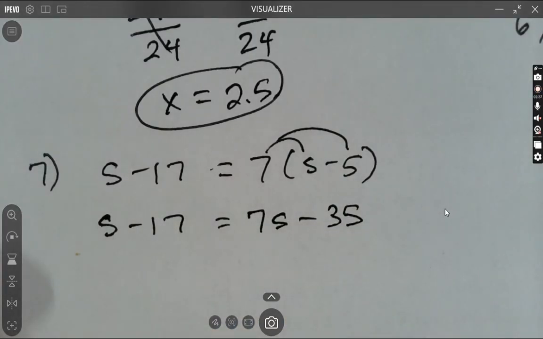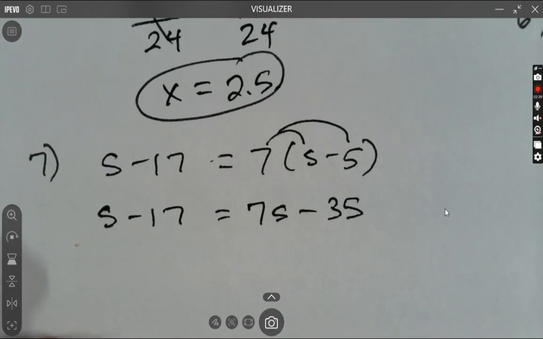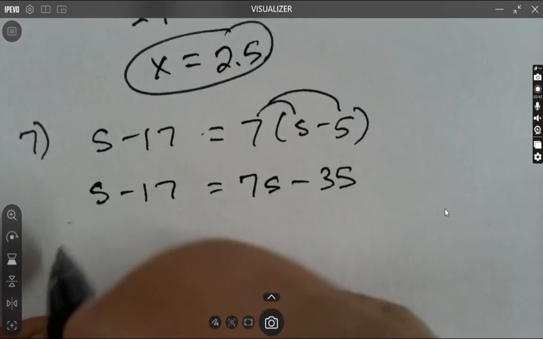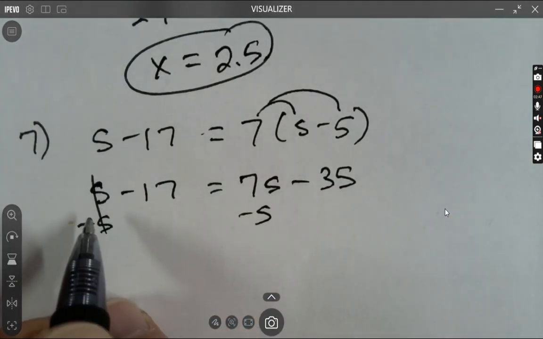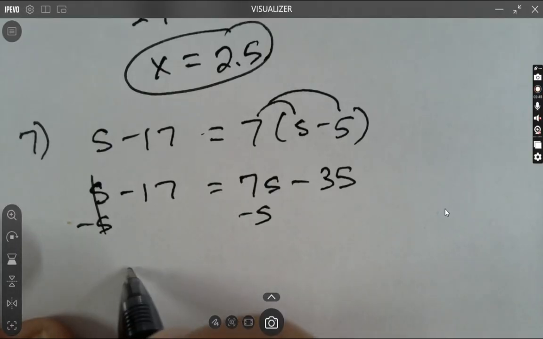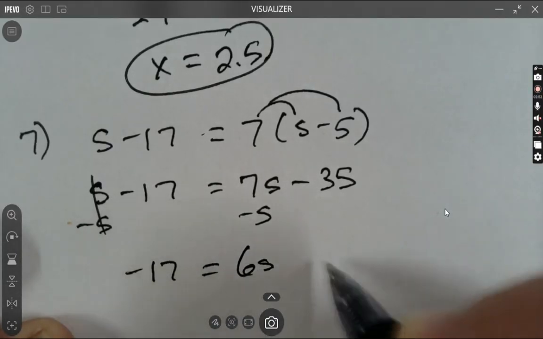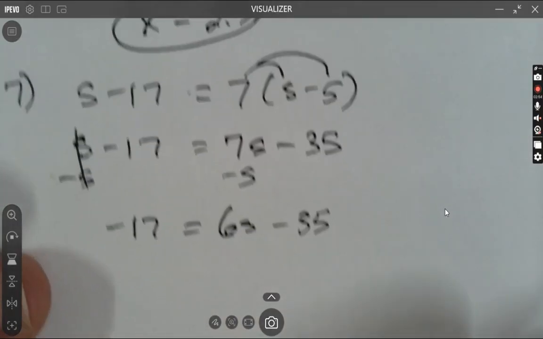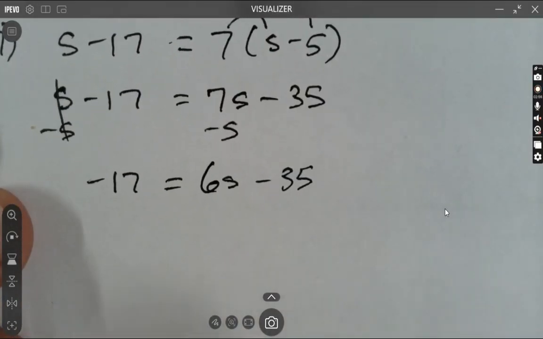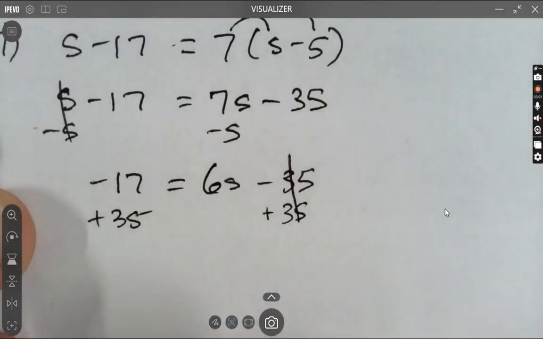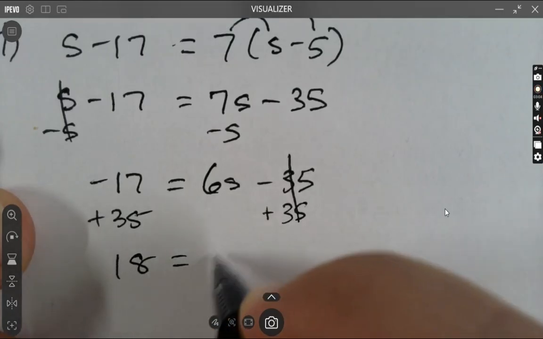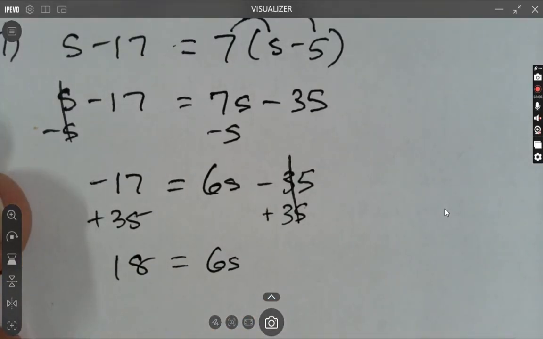Now we want to combine the variables with each other. So I'm going to choose actually to subtract the 1s over to this side. You can do either one. You can move the 7s over here or the 1s over there. Either way is fine. Point is just get them together. Then we'll add 35 to both sides. That'll give us 18 equals 6s. And our last step is to divide both sides by 6. We get 3 is equal to s.